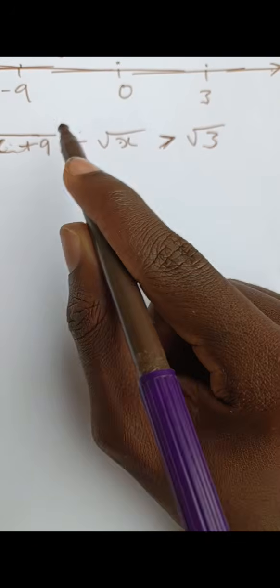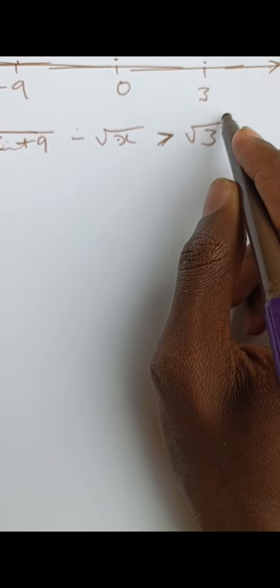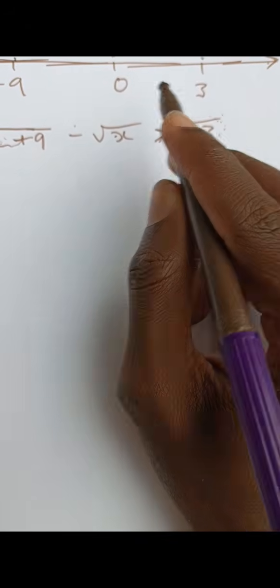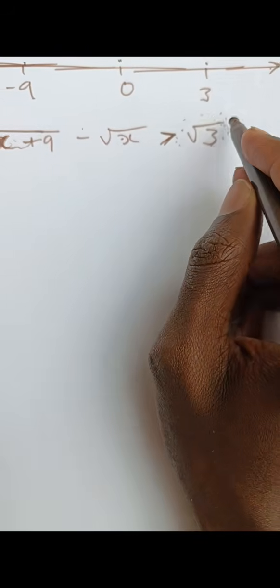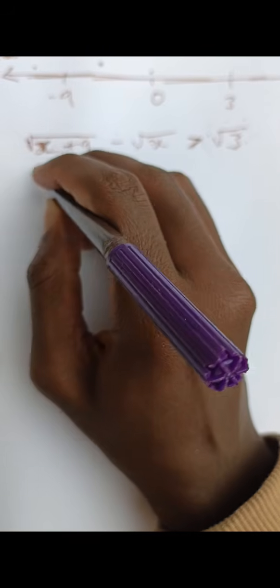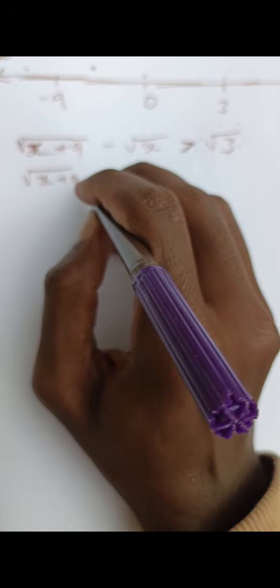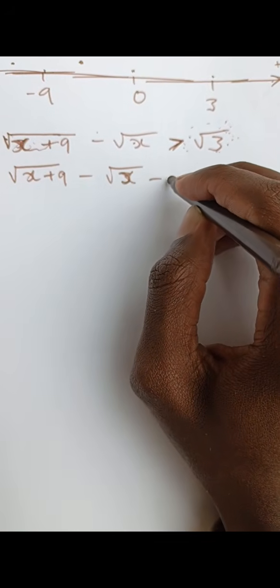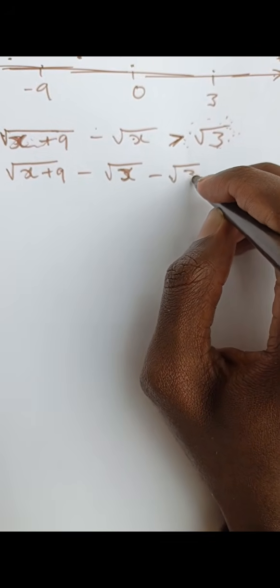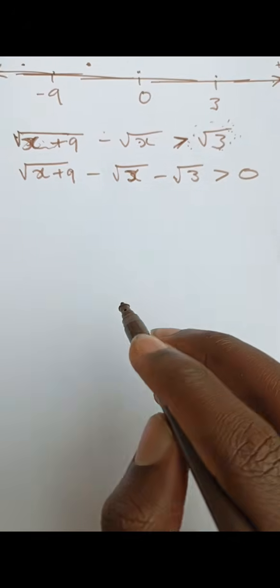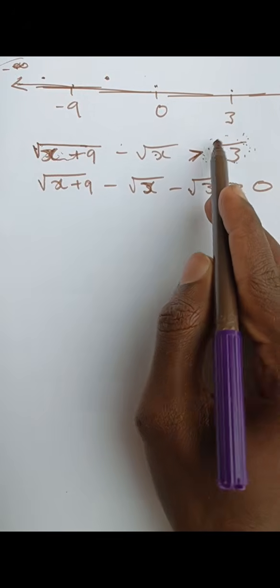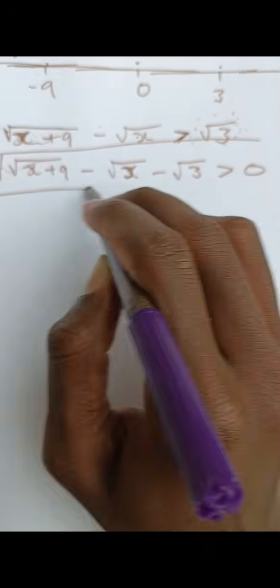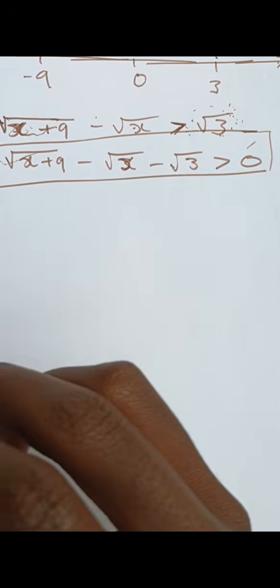When I'm using this one to test the regions, I need to make sure that whatever is on this side, I should take it to the left side so that I can just have 0 here. So I should do this: square root of x plus 9 minus square root of x minus square root of 3 greater than 0. Have you seen? So I need to take everything to the other side so that I can remain with this one alone, which I'll use for testing now.